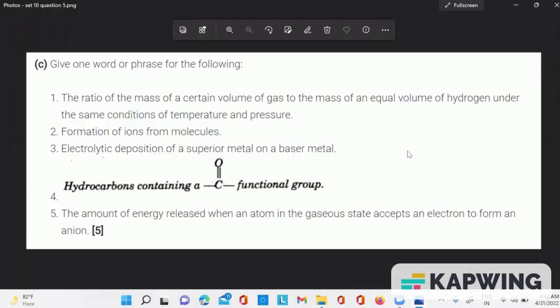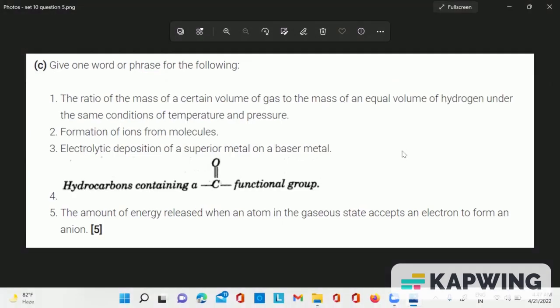So students, today I will discuss one more question from ICSE class 10 2014 chemistry paper. Basically, in these we have to give one word or one phrase. So the first question is the ratio of the mass of a certain volume of gas to the mass of an equal volume of hydrogen under the same conditions of temperature and pressure. So one word we can use for it is vapor density.